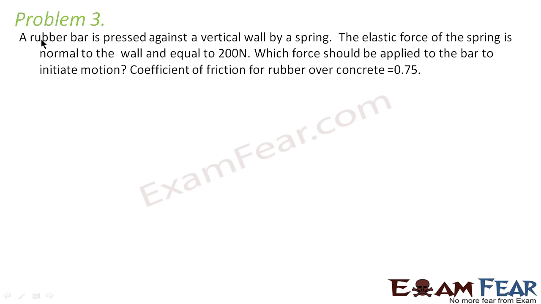The problem goes like, a rubber bar is placed against a vertical wall by a spring. The elastic force of the spring is normal to the wall and equal to 200 Newton. Which force should be applied to the bar to initiate motion? Coefficient of friction for rubber over concrete is 0.75.